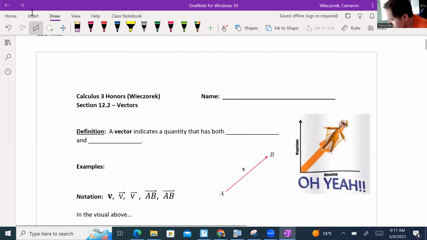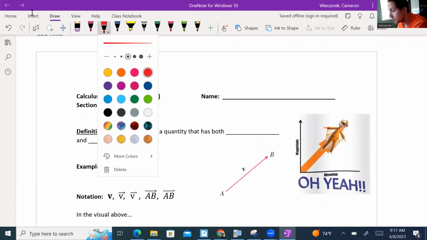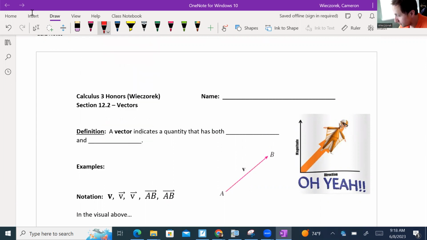And you might have seen these in pre-calc. You probably definitely at least were introduced to the idea of a vector in terms of graphing them, doing algebraic manipulations with them. But a vector is a quantity that has both magnitude, meaning length, but it also has direction. Some examples you may have seen in physics: force is a vector, velocity is a vector, and displacement is a vector.